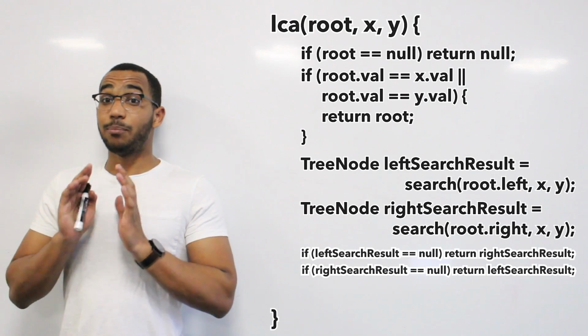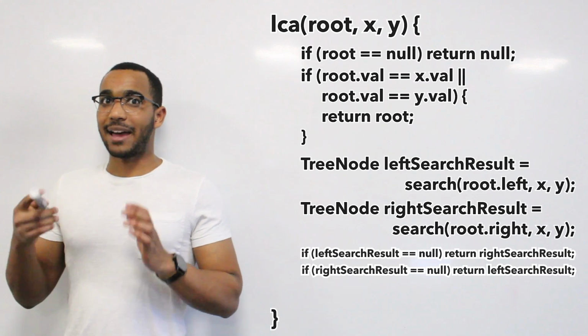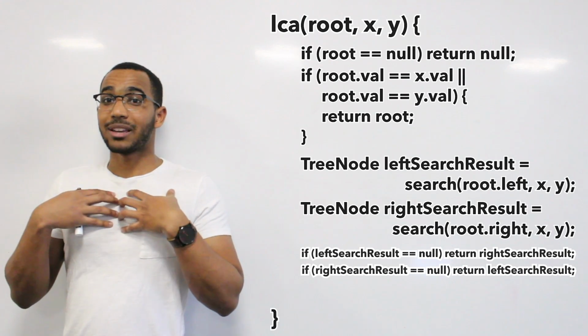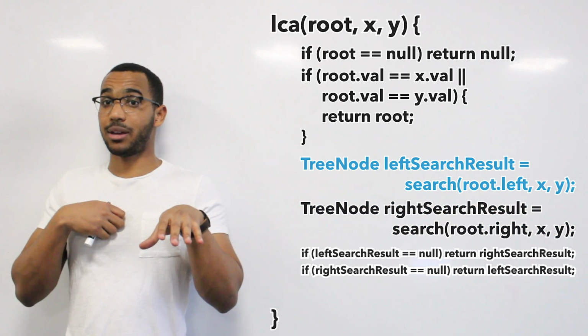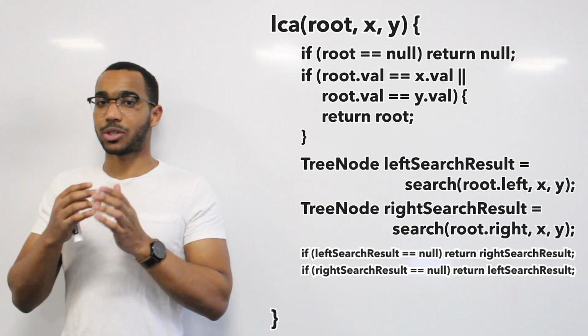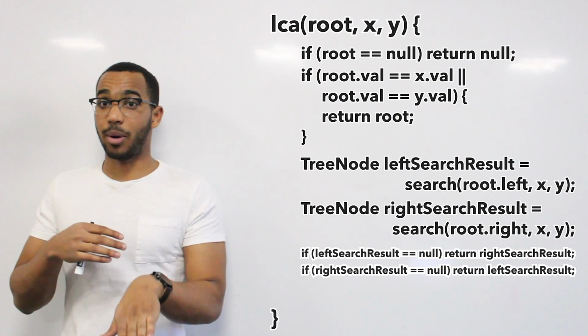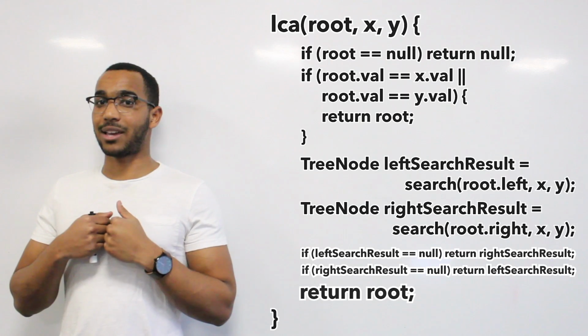And imagine if both come back. If both come back, then that means that the node I'm holding, we search to the right, I found something. We search to the left, I found something. That means the node I am holding is the lowest common ancestor. Remember, recursion is going bottom to top. So we just return ourselves in that case.